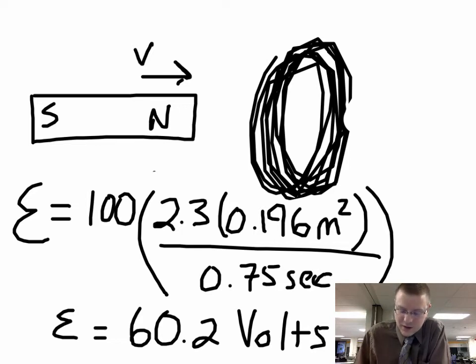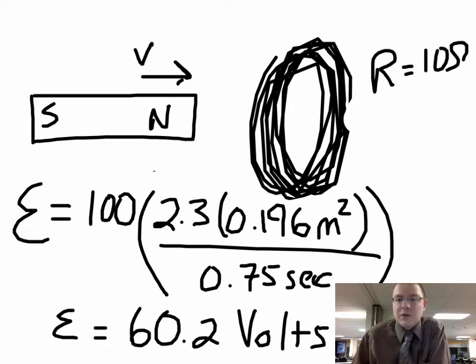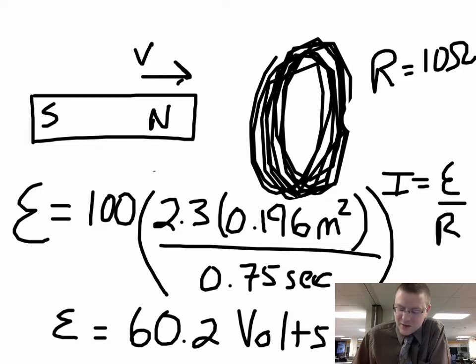And one thing we could ask then, let's say that the resistance of the loop is 10 ohms. So the question would be then, how much current have we induced? Well, we know our voltage and we know our resistance, so that means I'm going to pull about 6 amps of current just by sending a magnet from far away straight through that loop.